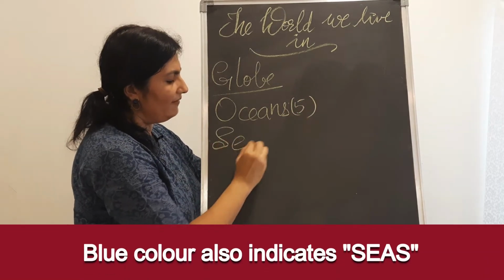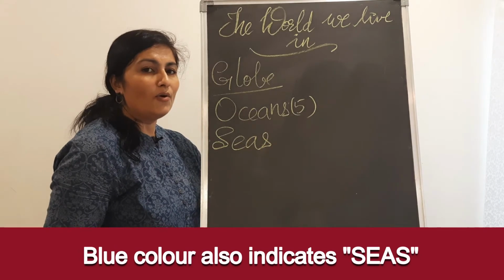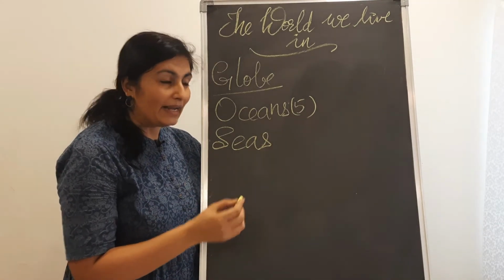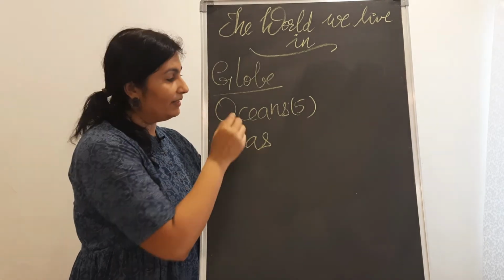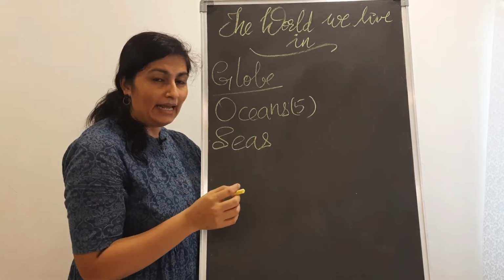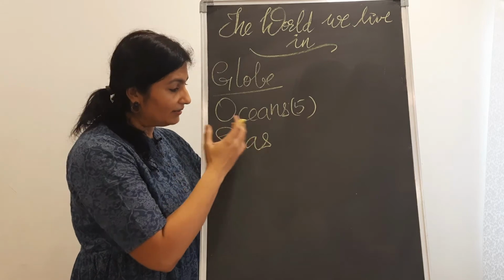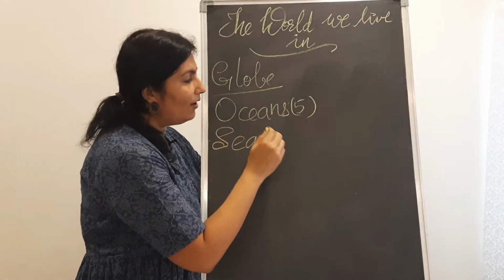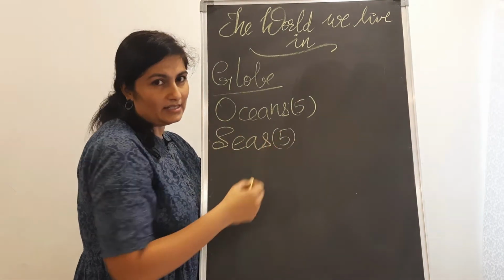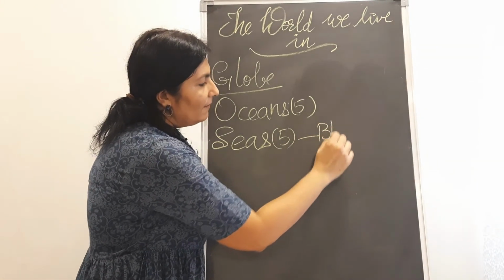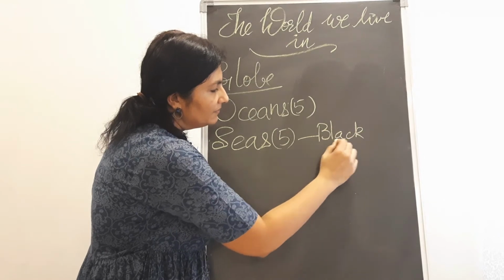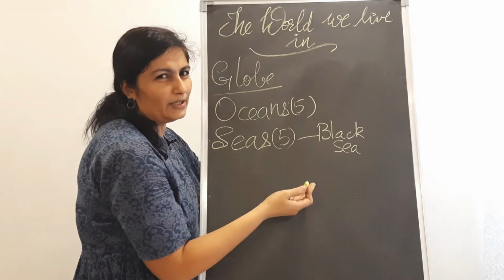We also have seas. Seas are located where the oceans come in contact with the land. Where the oceans meet the land, that location are the seas. Now again we have 5 seas. Black Sea. Here we can do ABC.